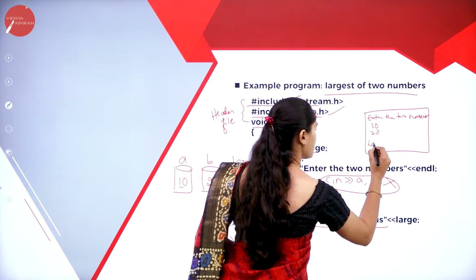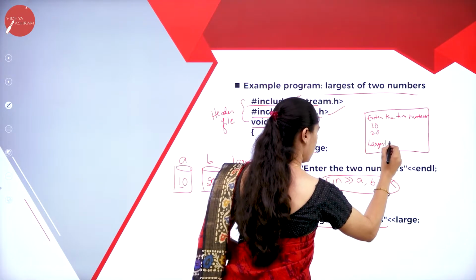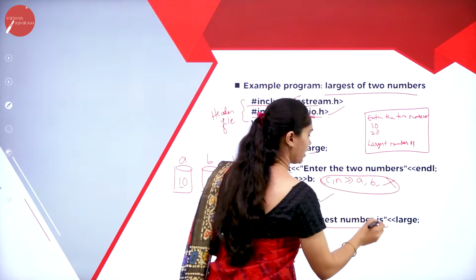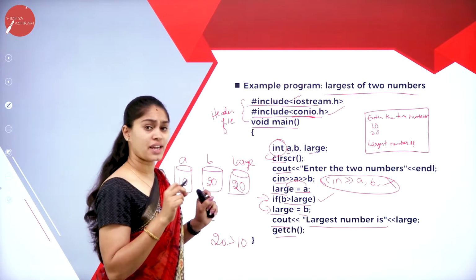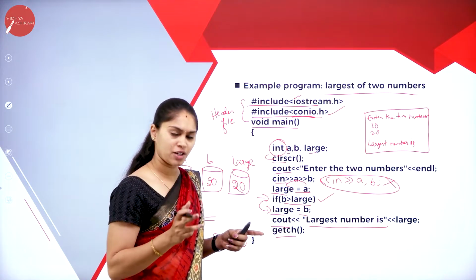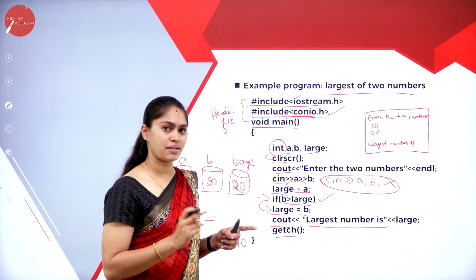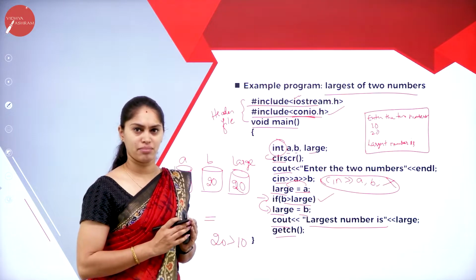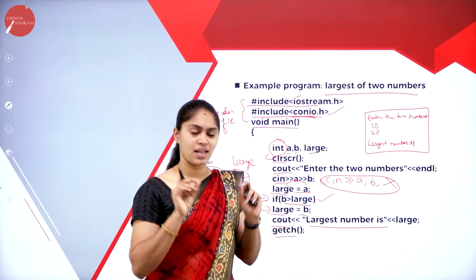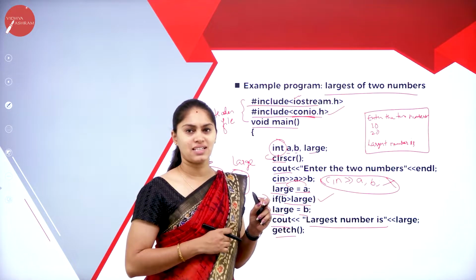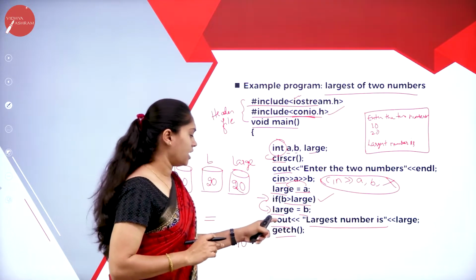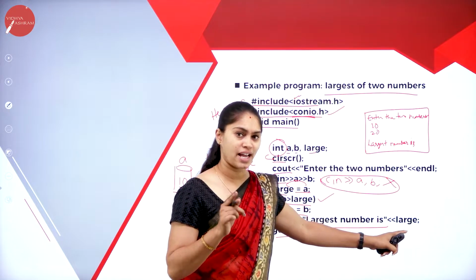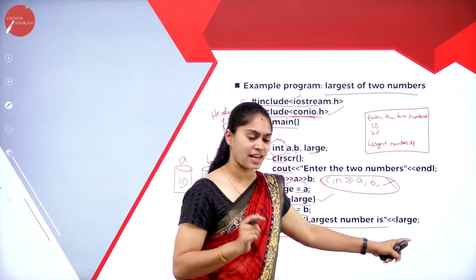What is that? Largest number is. You can see here, I didn't put any double quotes. If we are using a variable name in the cout statement without double quotes, then it is going to return the value which resides in that variable. If we are using a variable name within double quotes, then that is considered as a statement. So here in the cout statement, I am using a variable name called large without double quotes. Then it is going to return the value which resides in this variable.